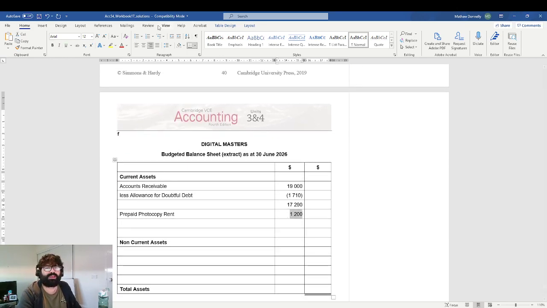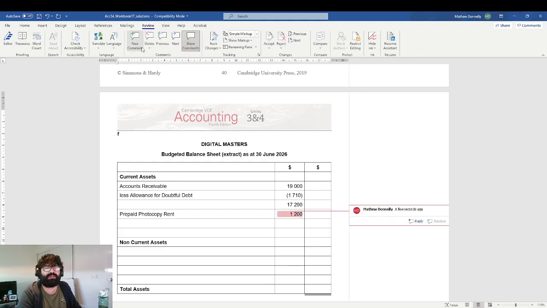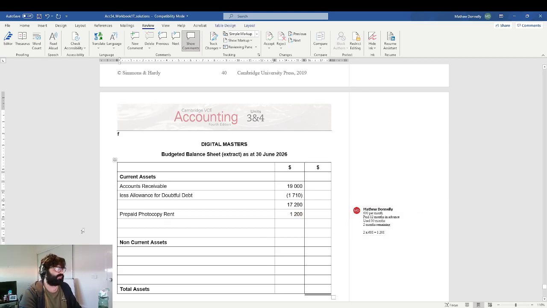So let's just put a little bit of a working out column there. So the logic behind that is 600 per month, paid 12 months in advance, used 10 months, 2 months remaining, 2 times 600 gives us 1,200. That's all the logic behind that one.